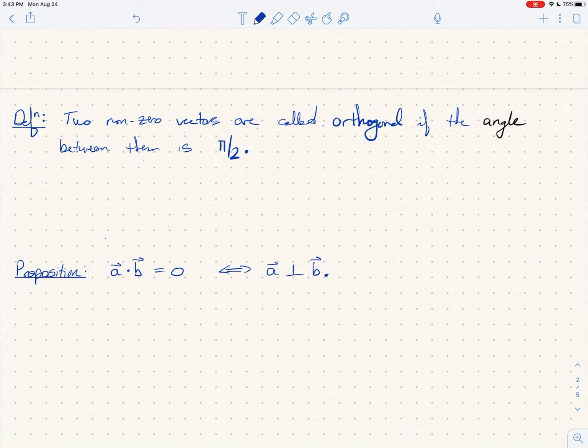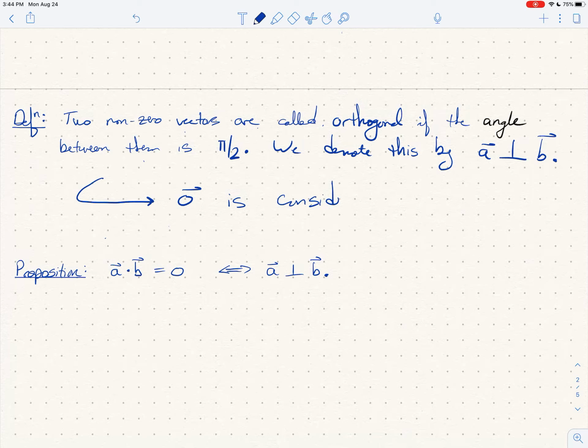But the point is, orthogonal for us simply means that the angle between the vectors is pi halves. And we're going to denote this by A, then the perpendicular symbol, B. And this is an important detail: I want to point out to you that 0 is considered orthogonal to all vectors.